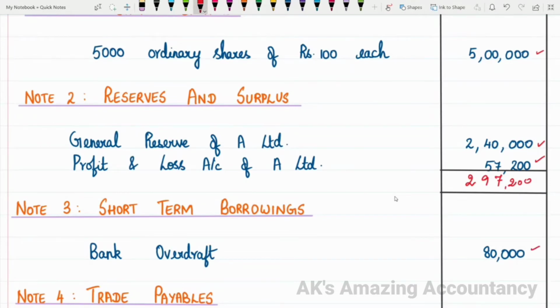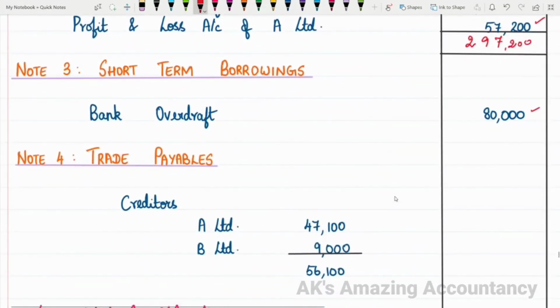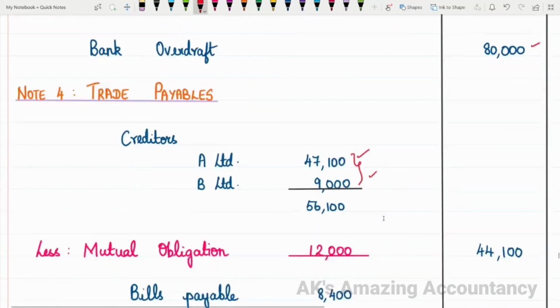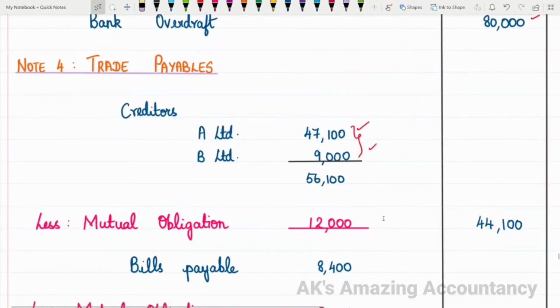You can refer the problem for this. Then note 4 is for trade payables. Under trade payables, we have creditors. So here creditors of A Limited as well as B Limited will come. Creditors of A Limited is 47,100 and creditors of B Limited is 9,000. When you add both these amounts together, you'll be getting 56,100. But there is a very important point which you have to note here.